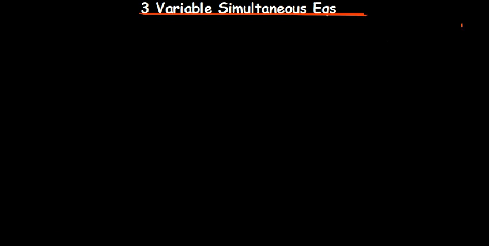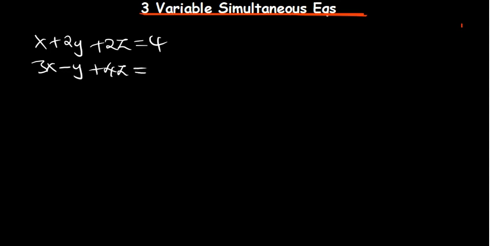Okay, so let's consider x plus 2y plus 2z is equal to 4, 3x minus y plus 4z is equal to 25, and then 3x plus 2y minus z is equal to negative 4. So let's try to solve this one using substitution. I'll get the first equation and then make any letter of my choice the subject. So I would go for x right away, and obviously you know why.